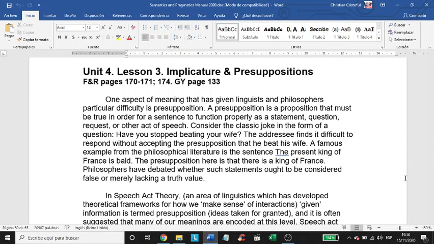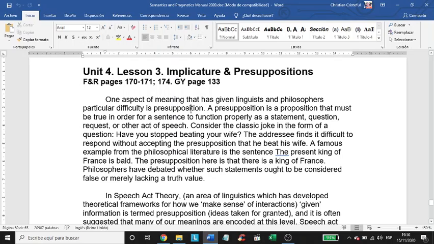Hello, we're going to continue with our Semantics and Pragmatics course. And in this Unit 4, we're covering Pragmatics. This is Lesson 3, Implicature and Presuppositions. These are the Franklin and Rodman An Introduction to Language pages you need to go over, and also The Study of Language by George Yule, page 133.